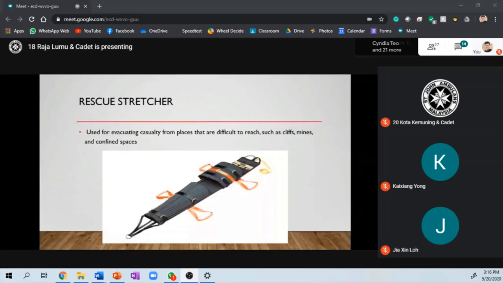Then you cannot move, so it is very hard. It is impossible to use other types of stretcher to take you. So the only stretcher that can save you is the rescue stretcher. Like you can also see in action movies, the people fall into the sea, then a helicopter brings this kind of stretcher to carry the casualty in the helicopter, then brings him to the hospital.